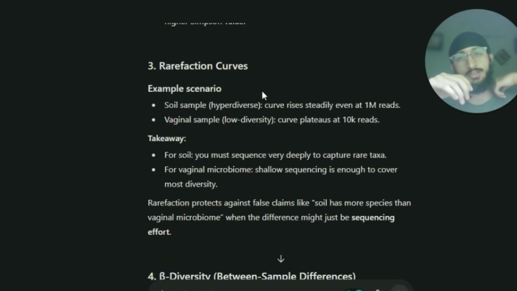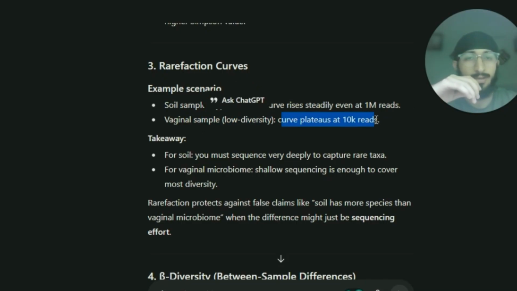Moving on, rarefaction curves. Example scenario: we have a hyperdiverse soil sample, where the curve rises steadily even at 1 million reads. Then we have a vaginal sample, which is low diversity, where the curve plateaus at 10k reads.